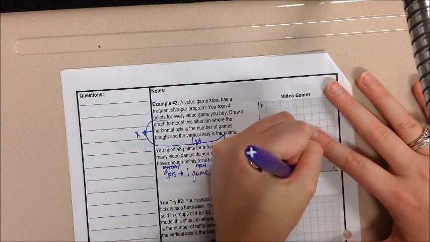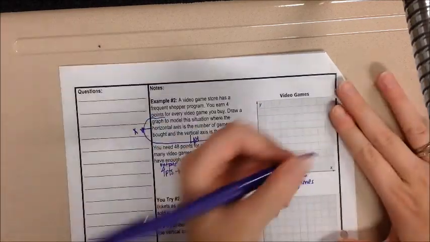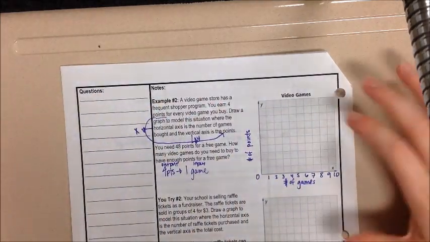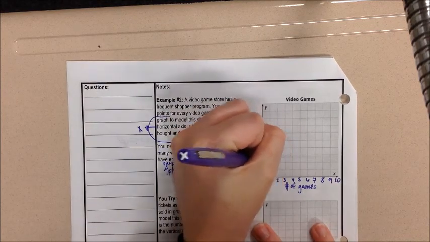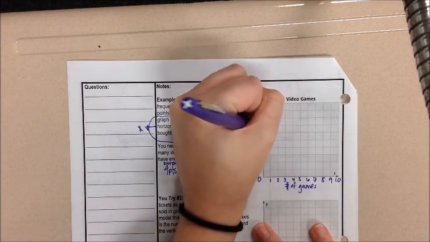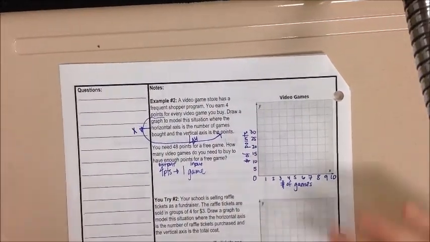1, 2, 3, 4, 5, 6. Okay, you could go all the way to 10. 8, 9, 10. Okay, if I do that many games, how many points do I get? I'm going to go by 5s. So 5, 10, 15, 20, 25, 30. I could keep going.